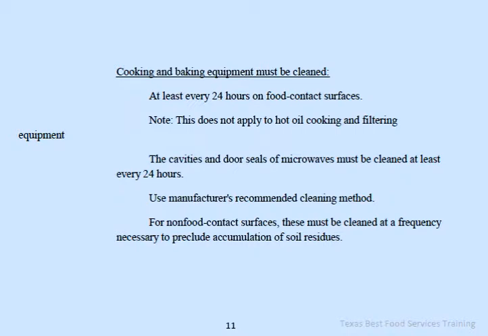Cooking and baking equipment must be cleaned at least every 24 hours on food contact surfaces. Note, this does not apply to hot oil cooking or filtering equipment. The cavities and door seals of microwaves must be cleaned at least every 24 hours. How often is that neglected? Use the manufacturer's recommended cleaning method, and for non-food contact surfaces, these must be cleaned at a frequency necessary to preclude accumulation of soil residues.